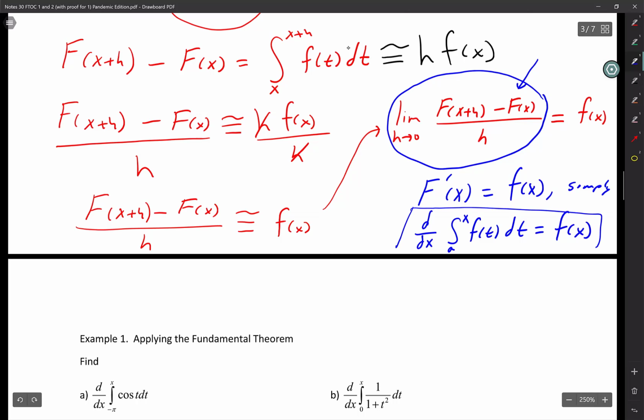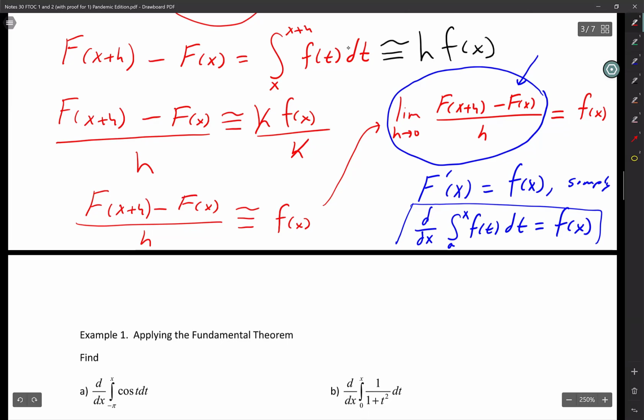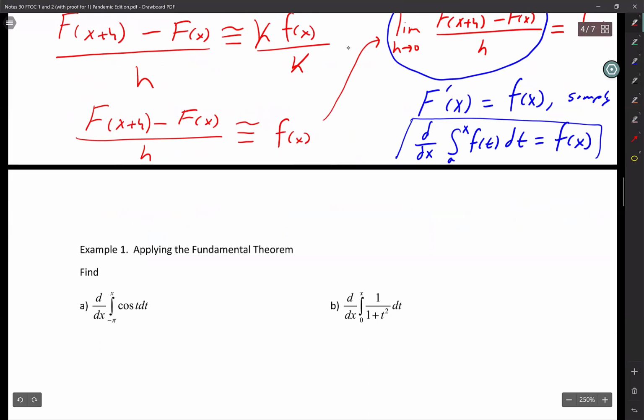All right, let's see. By the way, what is this called? Fundamental Theorem of Calculus Part 1. FTOC 1. Okay, how do we use it? All right, Chavez, how do we use it?